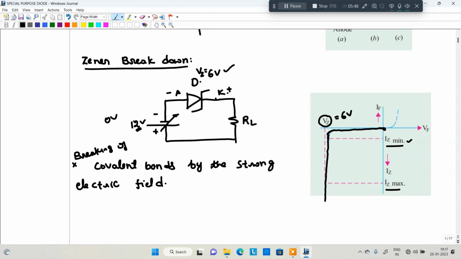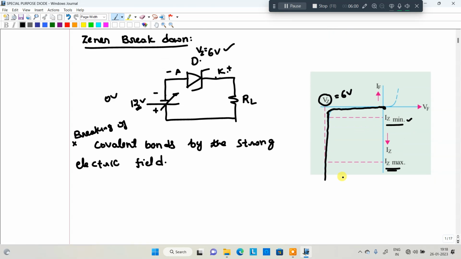After that IZ maximum, this is the safe value of current flowing through the Zener diode. If we apply more than that, the Zener diode is going to be damaged. So this is about the reverse bias characteristics.